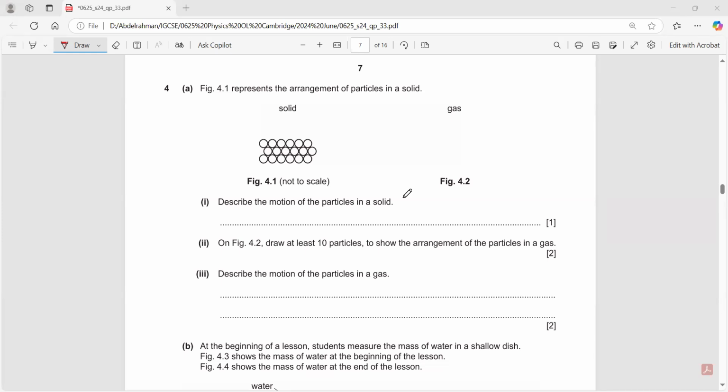Describe the motion of the particles in a solid. In a solid, they vibrate in fixed places.